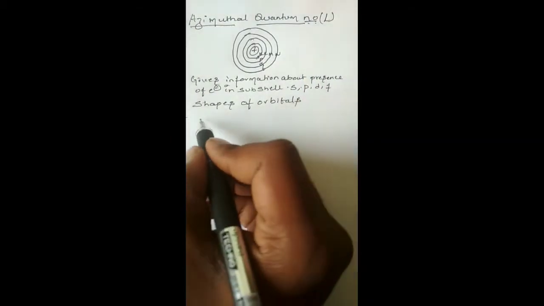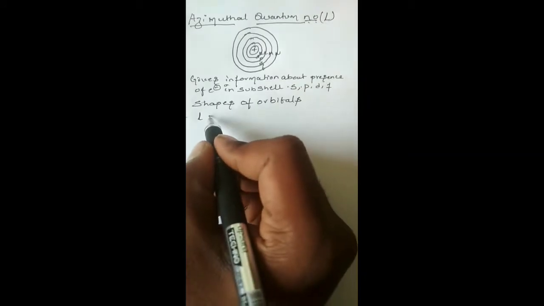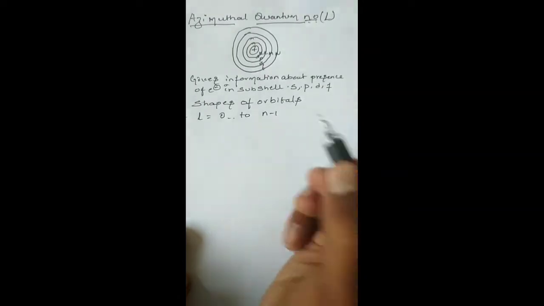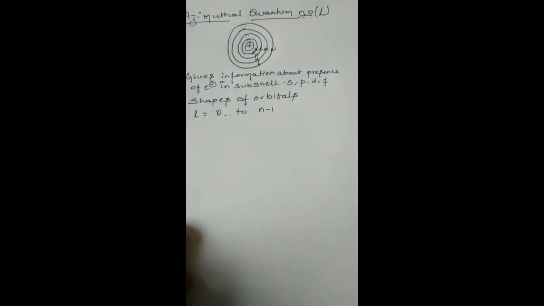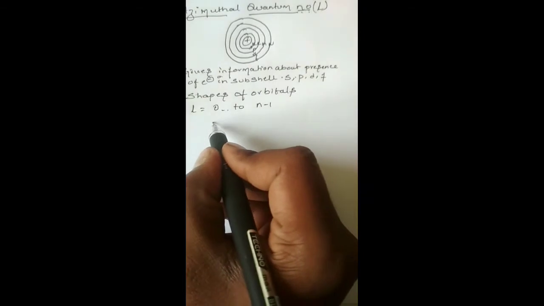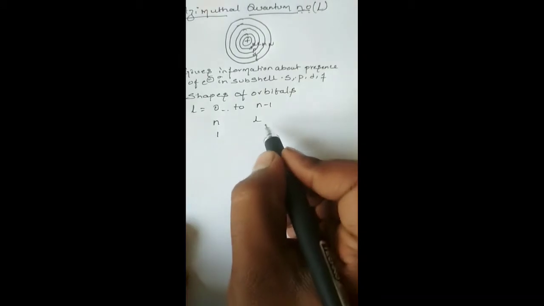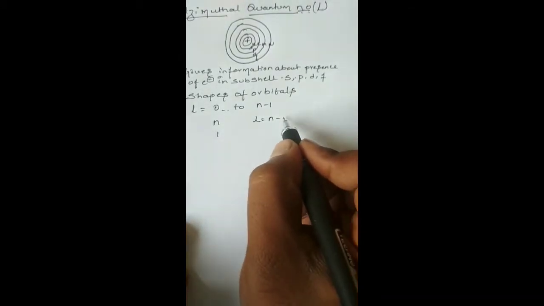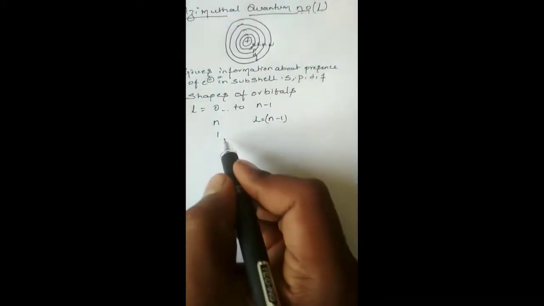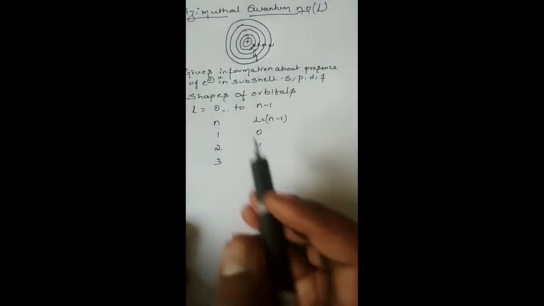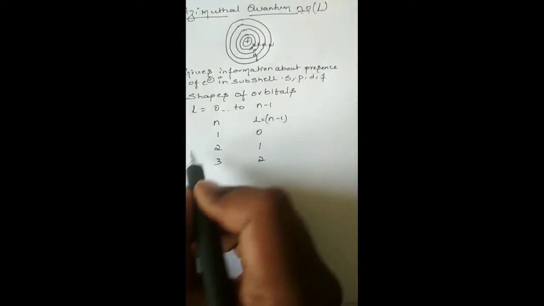Already I told that small l starts from 0 to n minus 1. For example, if you take the principal quantum number n and l: if n is equal to 1, by the formula n minus 1, l is 0. If n is equal to 2, l will become 1. If n is equal to 3, the l value is 2. This is the azimuthal quantum number. Next we are going to study the magnetic quantum number.